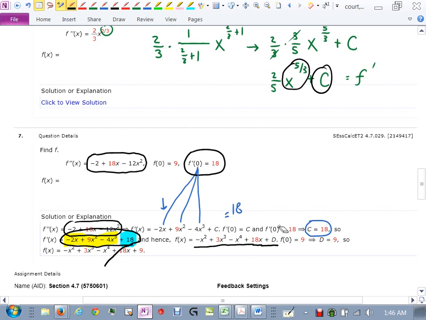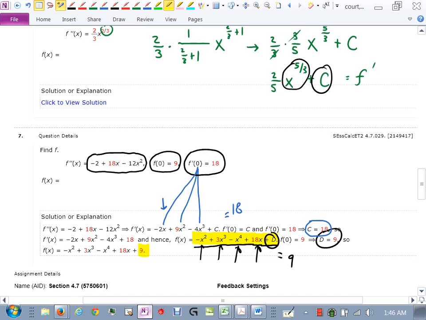Now again, the fact that I know that the original function, when I plug in 0 for x here, here, here, here, that should be equal to 9. That means that d has to be 9. And so what I can do is I can rewrite this original function right here, replacing the d with 9, and that would give you this final answer as to what f is.